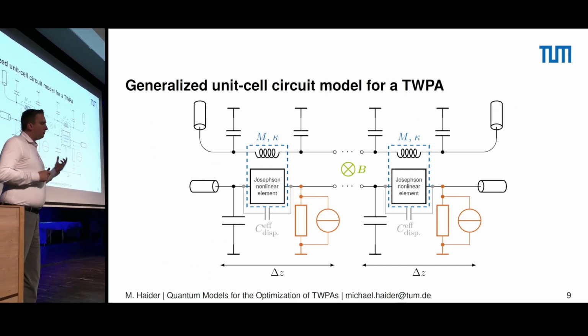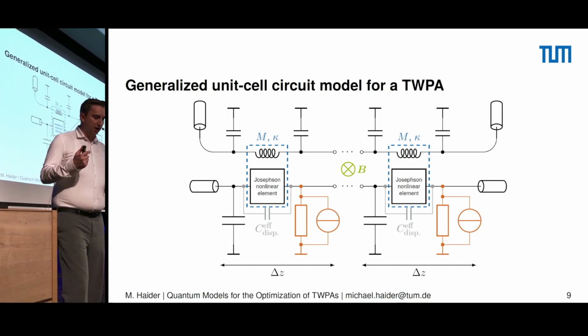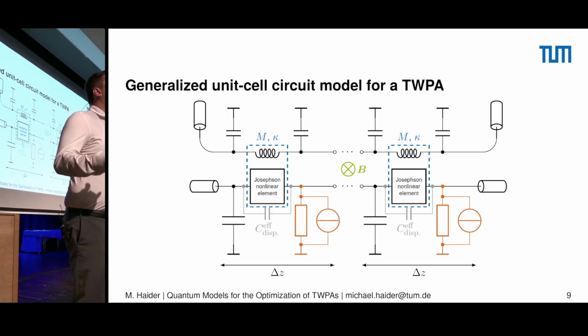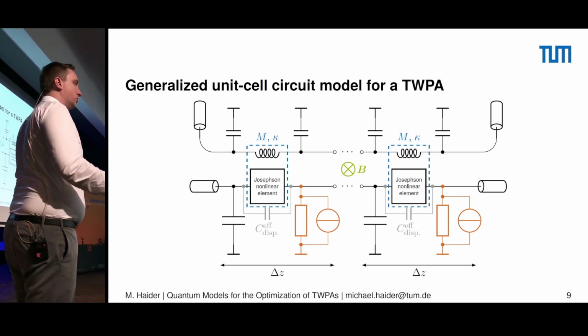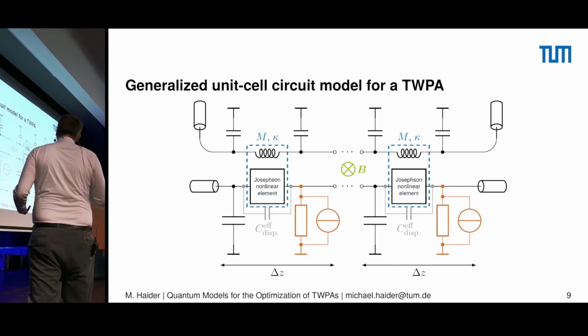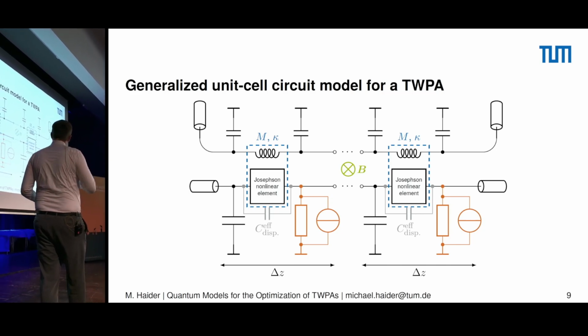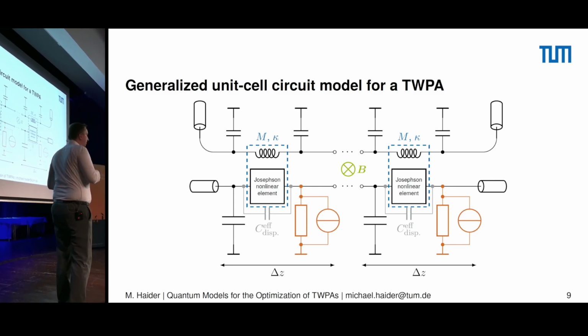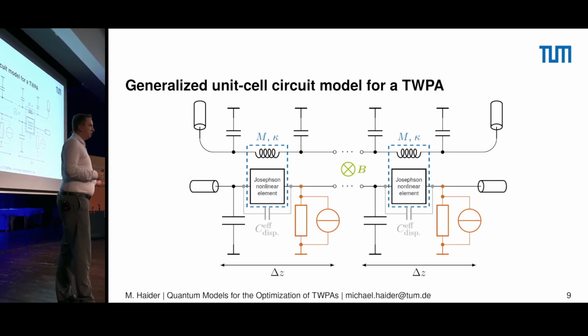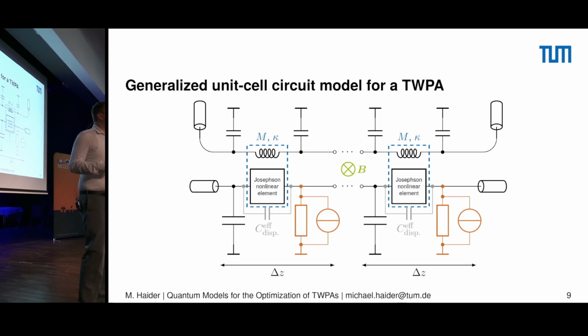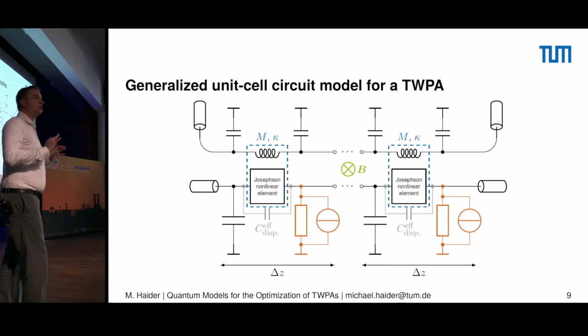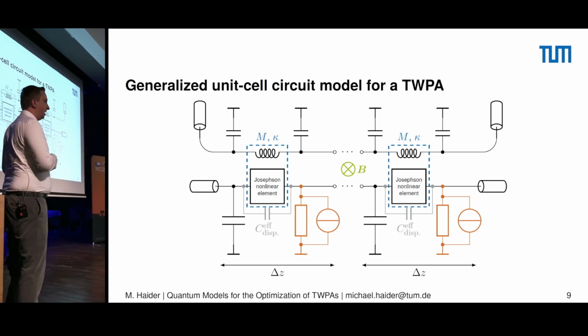Then, the other way we can optimize the structure is, well, let's change the topology. Let's start off with something new. So let's still have a transmission line and periodically embed some nonlinear elements, right? But instead of single junctions, we keep it open. We don't really specify what this nonlinear element may be.